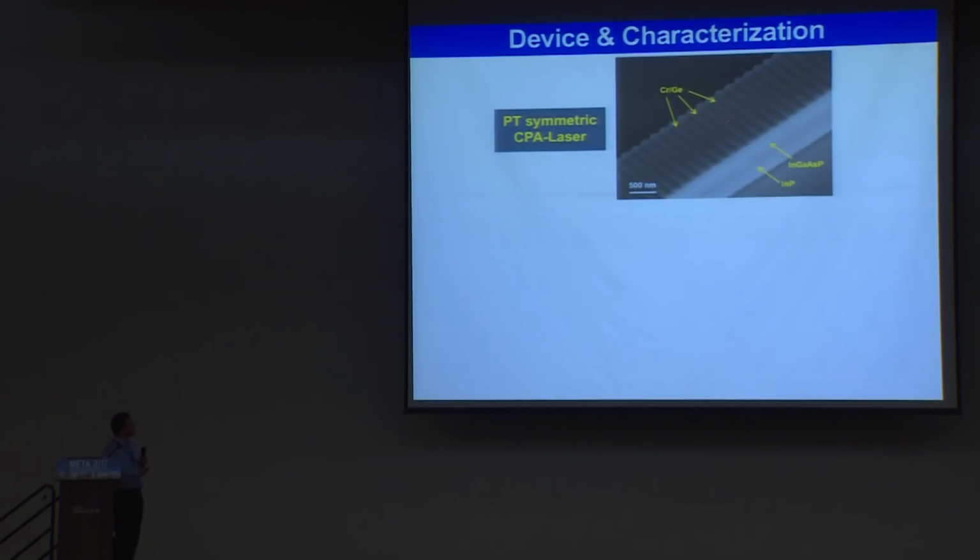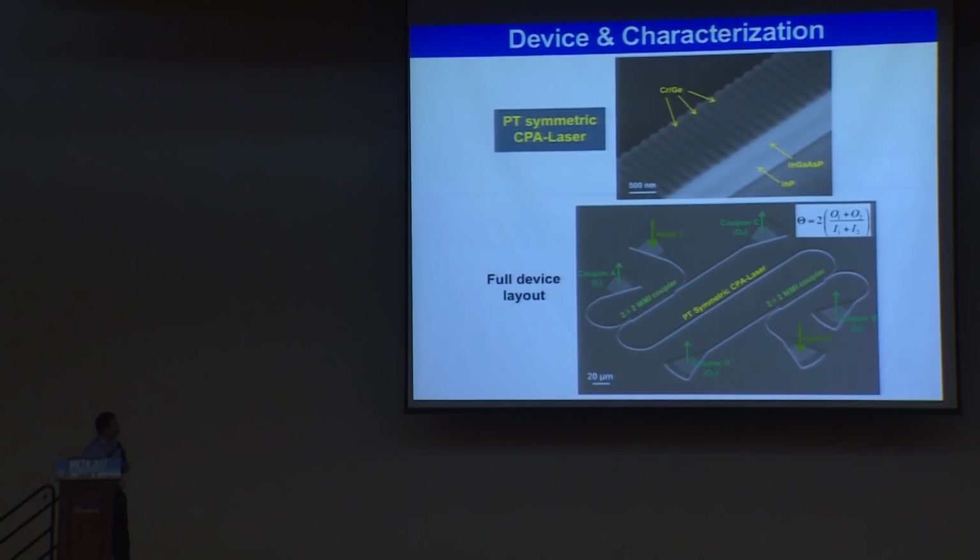So with this type of design, we start the same fabrication with E-beam lithography. Again, very precise, to make sure the gain and loss are perfectly modulated, the real part is the same, and the imaginary part is opposite. So this is the device configuration. This is basically our device. It's hard to see here, but essentially it's about this length. Okay, it's a CPA laser.